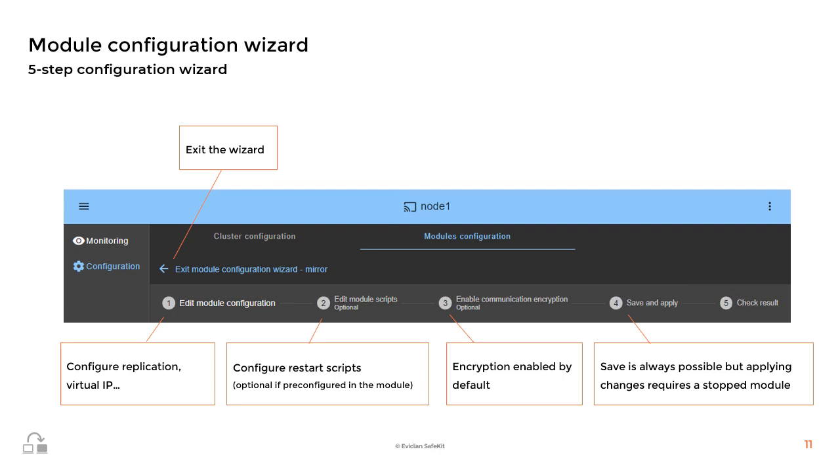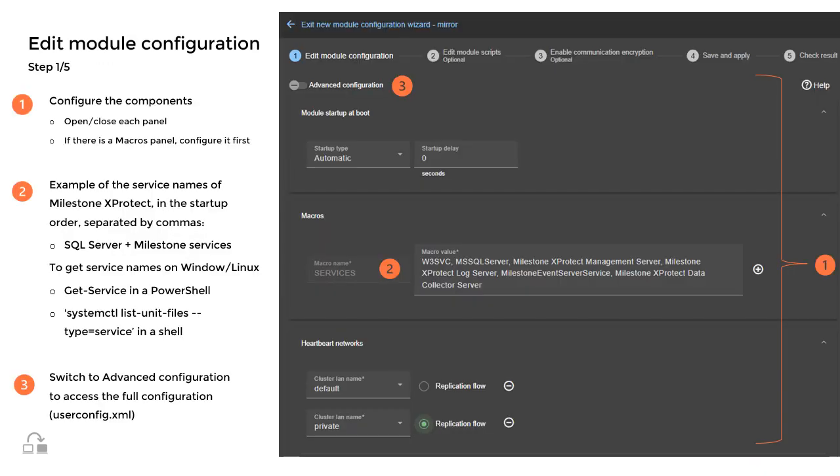In step 3, you have the option to enable or disable the encryption of module communications between nodes. In step 4, you can either save your configuration or save and apply it if the module is stopped. Finally, in step 5, you can check the results on all nodes to ensure everything is correctly configured. If you just want to reapply an existing configuration, you can go directly to the Save and Apply step by clicking on step 4. Let's begin with editing the module configuration.